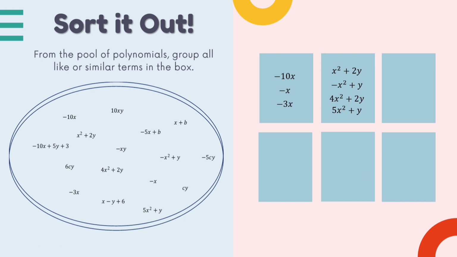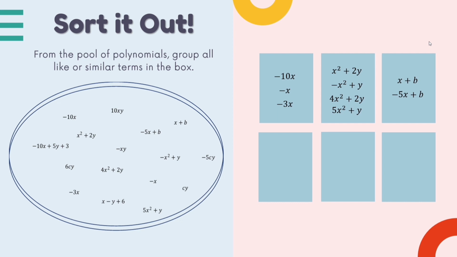So let us now move forward to our third box. So what are the polynomials that are inside the third box? We have x plus b and negative 5x plus b. Again, question, are there other polynomials or expressions in the pool that wasn't included in the box? So let us try to check. So there is none. Therefore, our third box is complete and correct.